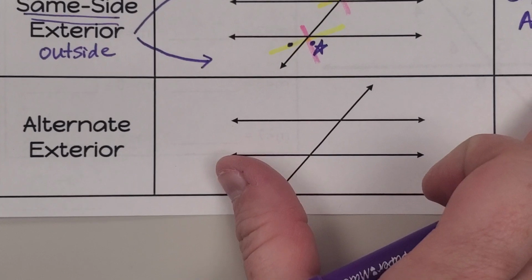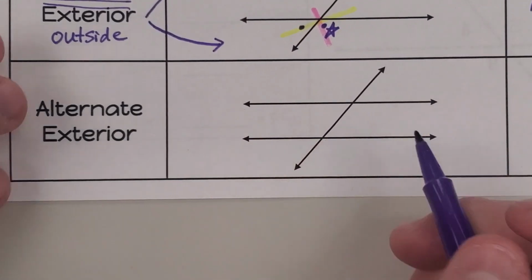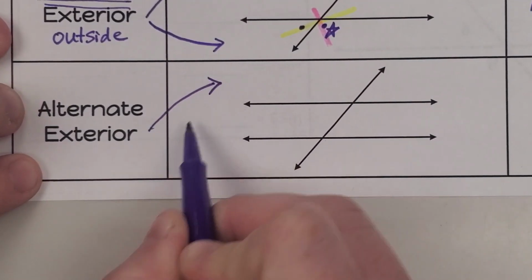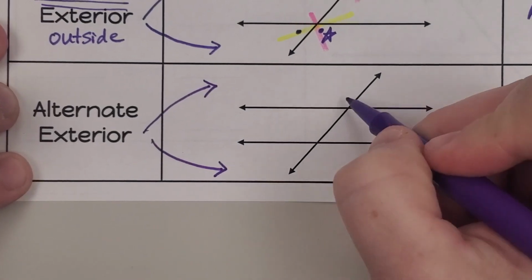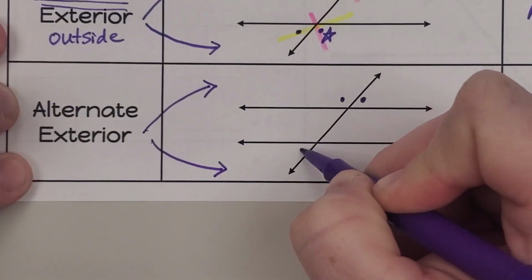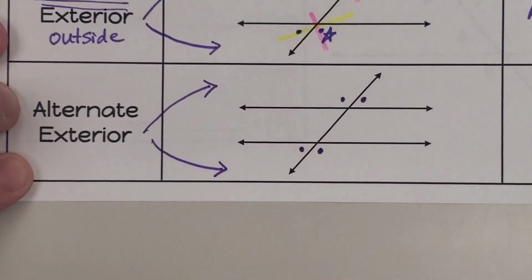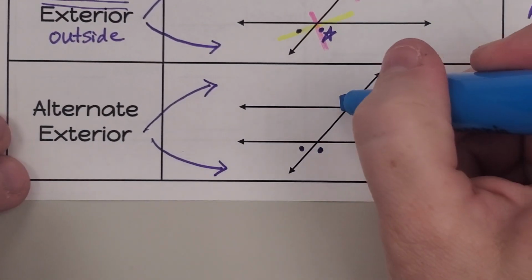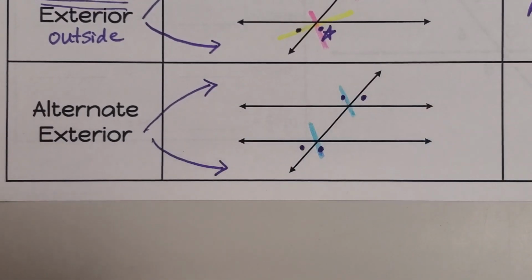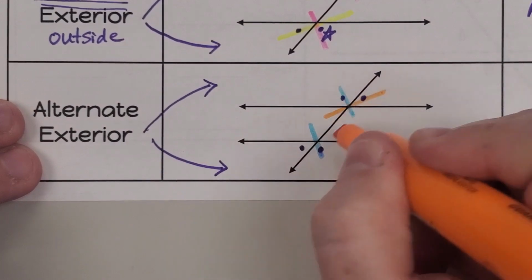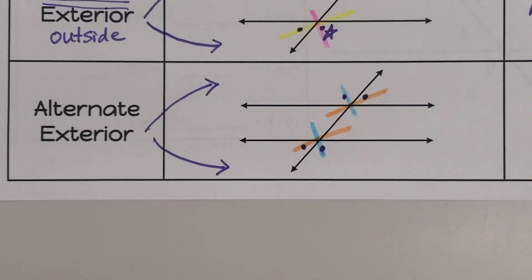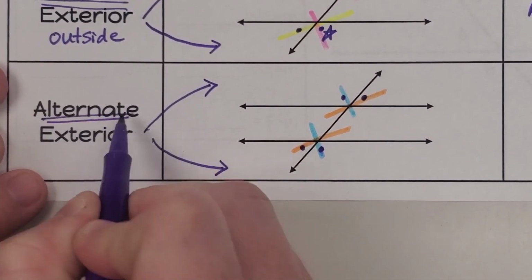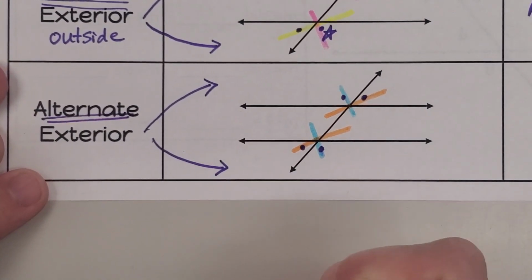And then my last one is alternate exterior. Exterior again deals with the outside of my parallel lines. So I'm looking at these four outside angles. If I highlight them, I know I'm using a different color, but it is what it is. If I highlight these, I can see that those angle pairs would match up like this. And if it's alternate, alternate means opposite.